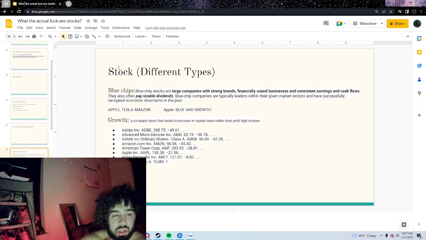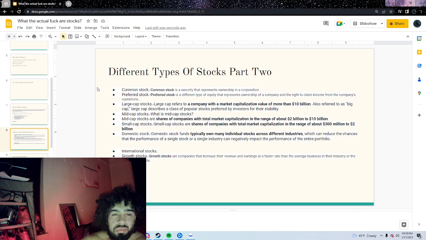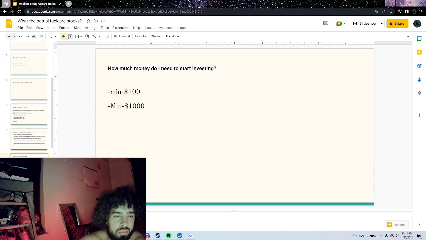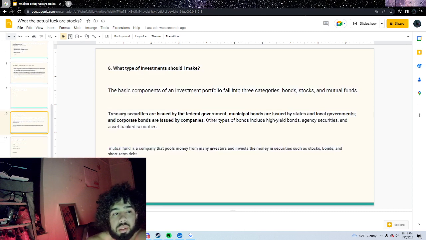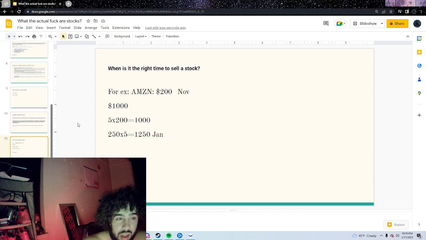And then we talked about the different types of stocks. Different types of stocks part 2. How much money do you need to start? What type of investment should I make? So this talks about basically all the different types of investments you should make and why. When is it the right time to sell a stock? This is a big one.